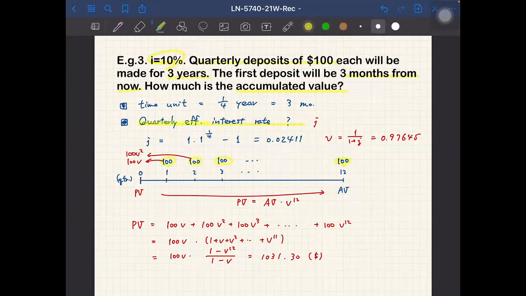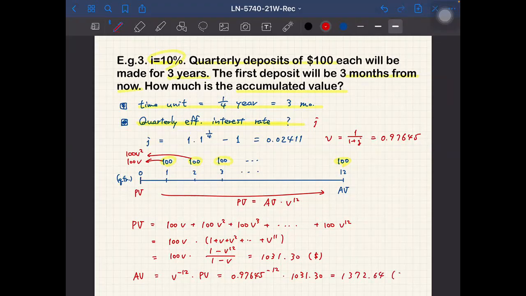So in this way, we can use the time diagram with the quarterly rate. We can change the time unit and describe the time diagram to solve for the present value. And the accumulated value is v to the negative 12 times PV, so 0.97645 to the negative 12 times 1031.30. The present value is smaller than the accumulated value, so going forward 3 years, with annual interest of 10%, about 30% larger. So about $1,300. And actually this becomes $1,372.64.